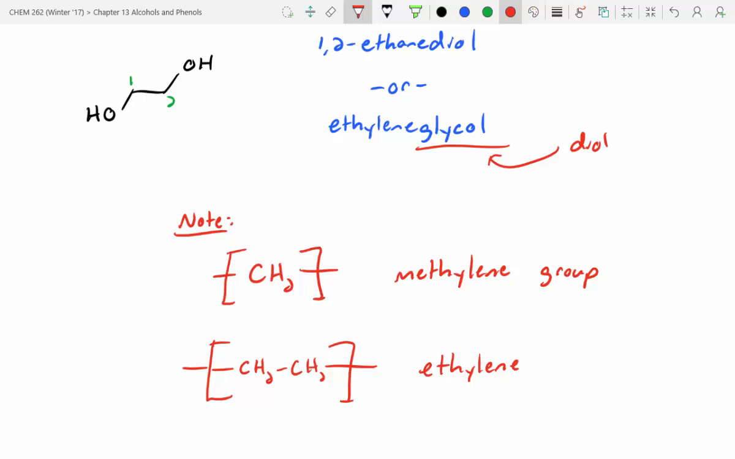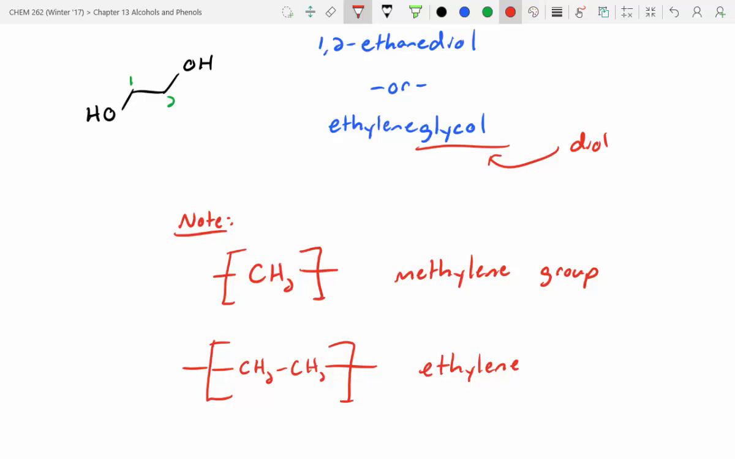Does the ACS exam use the common or the... That's a good question. With the ACS exam, I believe they use the more common names. So you might see something like ethylene or propylene glycol. However, they normally will draw it out for you as well.